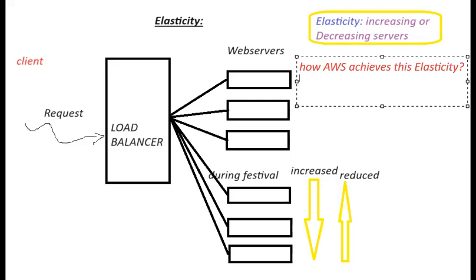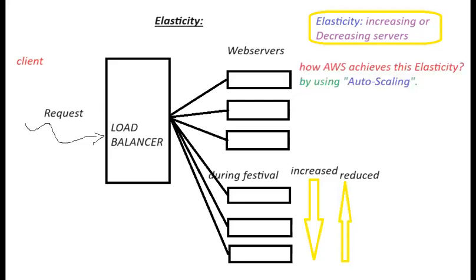auto scaling. By using what? Auto scaling. Remember this new word since it is very important to you. How is AWS going to achieve the elasticity? By using what? Auto scaling group.